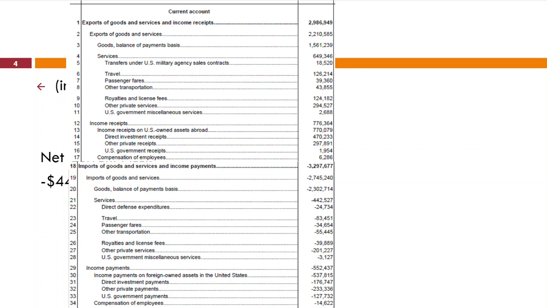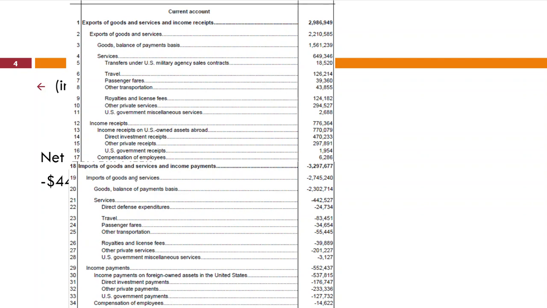Just as a real world example on this, this is the United States current account. I believe this is from 2018, and we can just break it down. You can see all the way at the top are exports of goods and services, and they break it down into each. They include income receipts on U.S. owned assets and compensation of employees, all of which show up on the current account.